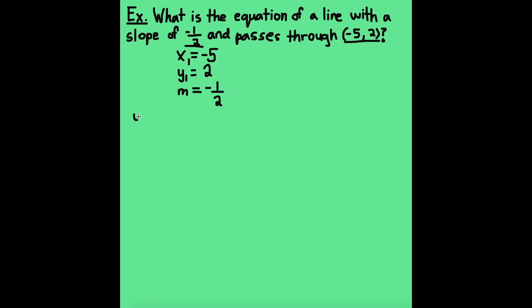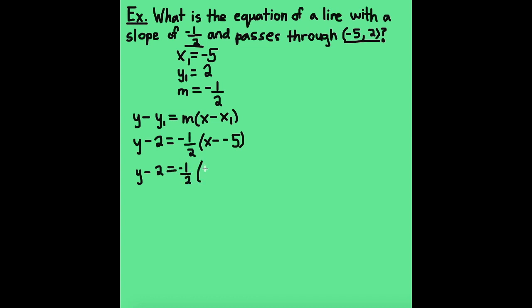Point slope form is y minus y1 equals m times x minus x1. So let's substitute the numbers we have. We have the values for x1, y1, and m. So we will get y minus 2 equals negative 1/2 x minus negative 5. This is equal to y minus 2 equals negative 1/2 x plus 5.